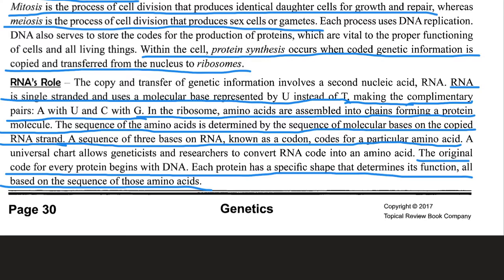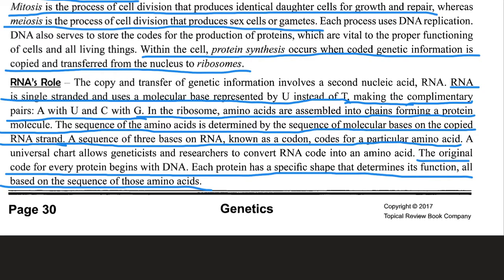RNA's role. The copy and transfer of genetic information involves a second nucleic acid, RNA. RNA is single-stranded and uses a molecular base represented by U instead of T, making the complementary pairs A with U and C with G.